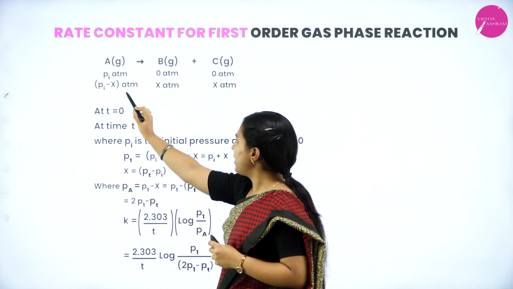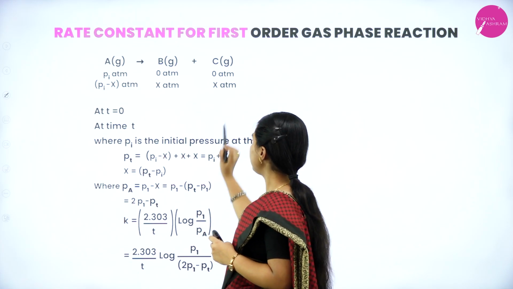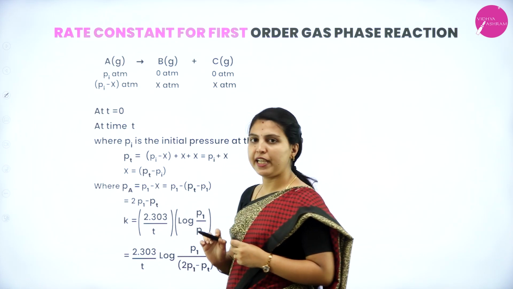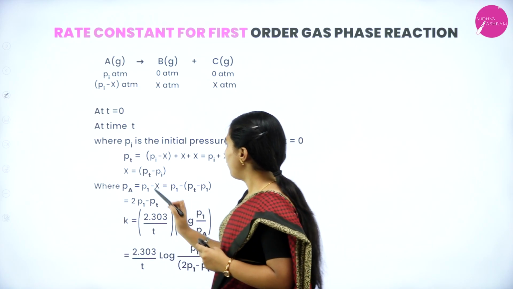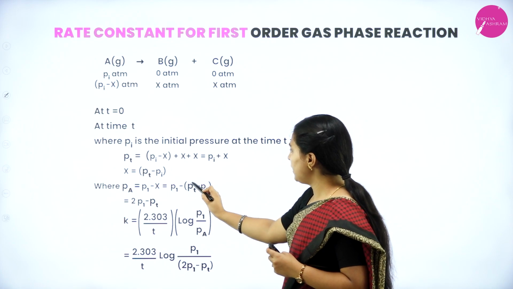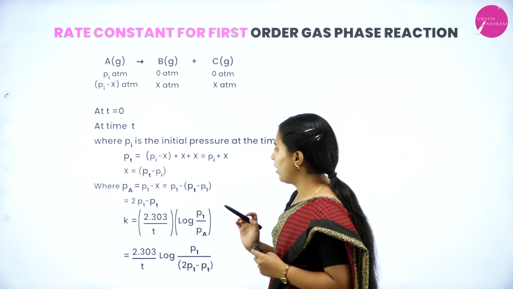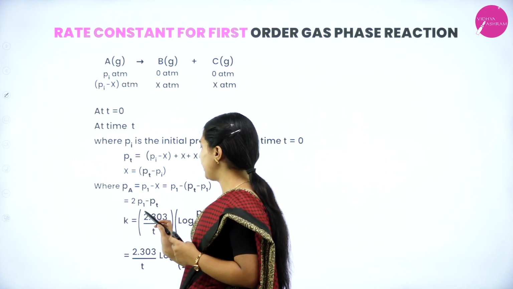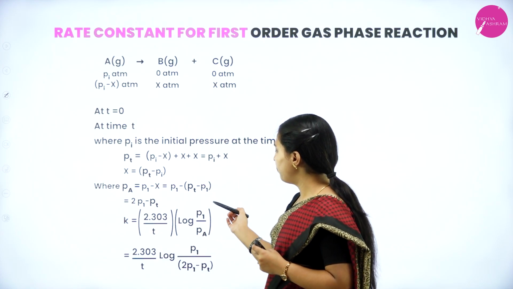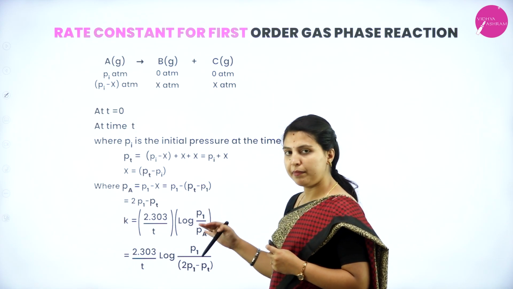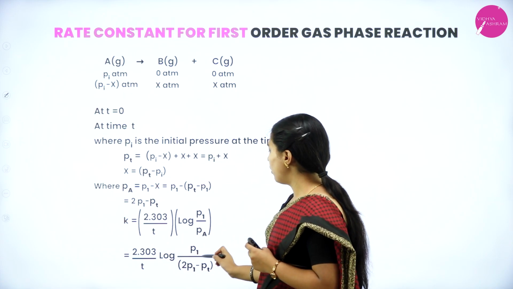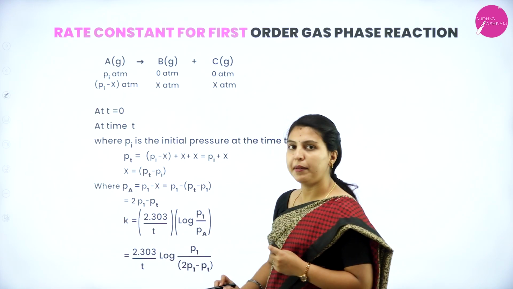Pt equal to Pi minus X plus X plus X. So what will happen? Pt equals Pi plus X, so X equals Pt minus Pi. Then Pa equals Pi minus X, which is Pi minus (Pt minus Pi), that is 2Pi minus Pt. K equals 2.303 divided by t into log of Pi by Pa. So K equals 2.303 divided by t into log of Pi by (2Pi minus Pt).